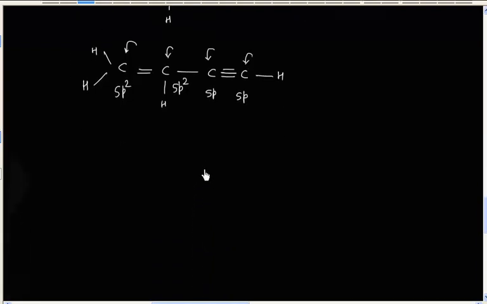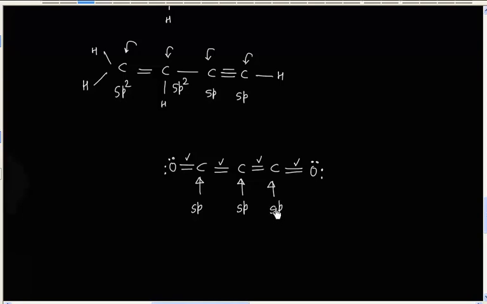Now let us take this molecule. What is the hybridization of each carbon in this case? This is attached to two groups. A double bond will be treated as a group. So this is sp hybridization. This again has two groups, so this will be sp hybridized. This also has two groups, so this will be sp hybridized.